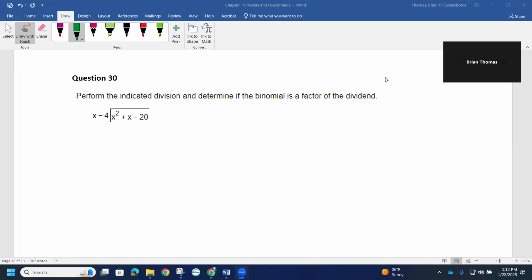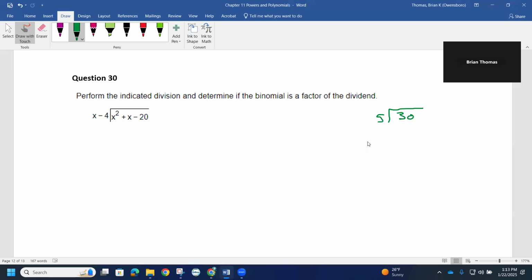So question 30 is asking us to divide and find the binomial and determine if a binomial is a factor of the dividend. So if I do a basic division problem, let's say I do 5 into 30. Basically what we're doing is ask ourselves, well, how many fives go into 30?